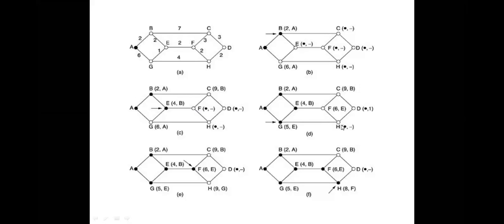After that, you can move to H. H has two incoming paths. Which one is the best one? If you move from F to H, it will be 8 comma F. If you choose the G path, it will be 9 comma G. 9 comma G is not better than 8 comma F. So that is the reason why you will choose 8 comma F. From 8 comma F to D. D means 2. So total 10 comma H. Likewise, we will choose the shortest path.